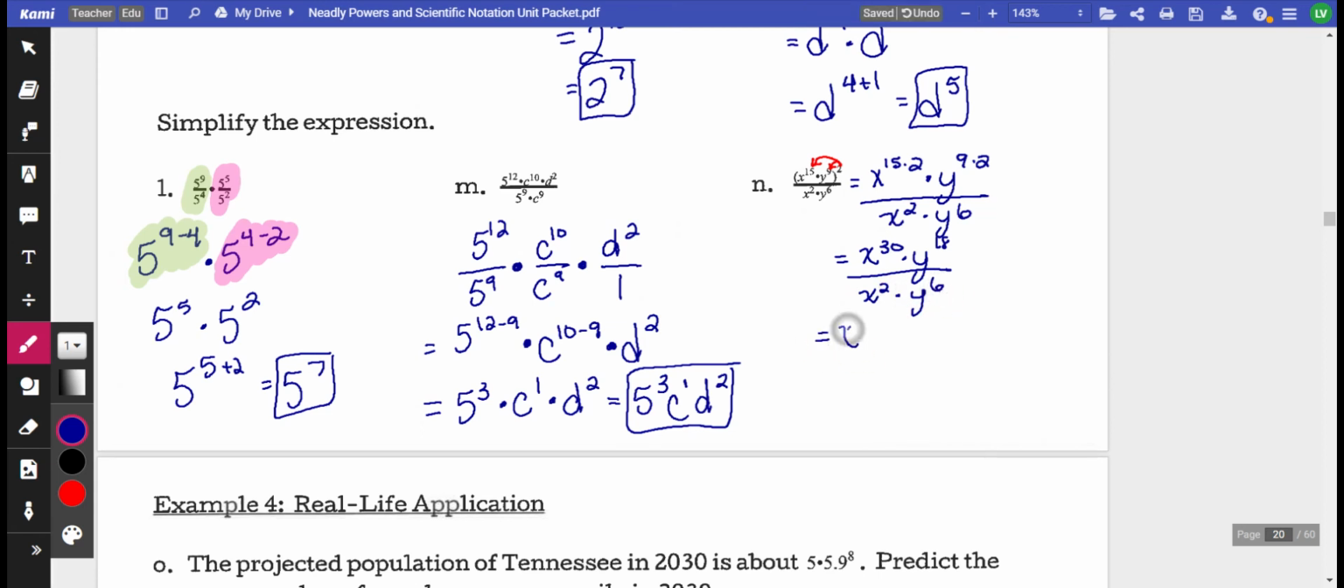I'm going to break this into two fractions, x to the 30th divided by x squared times y to the 18th divided by y to the 6th. So I'm going to subtract my exponents now because I'm dividing my bases. So that leaves me with x to the 28th, y to the 12th.